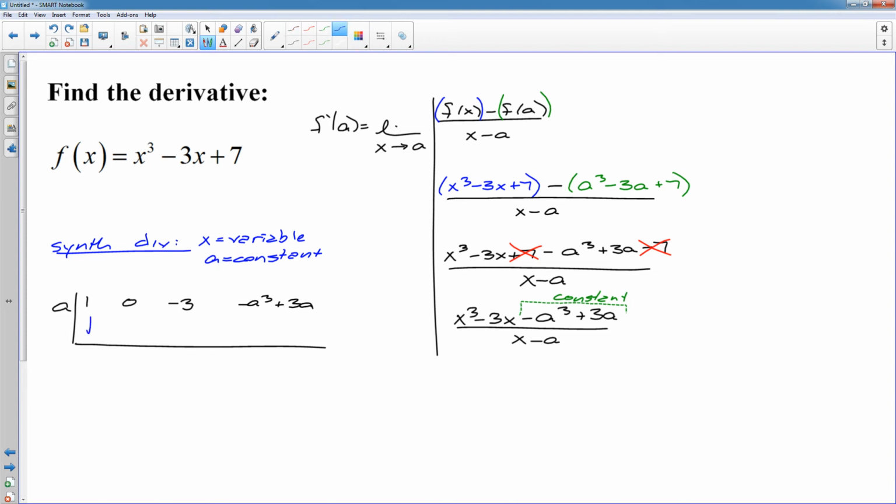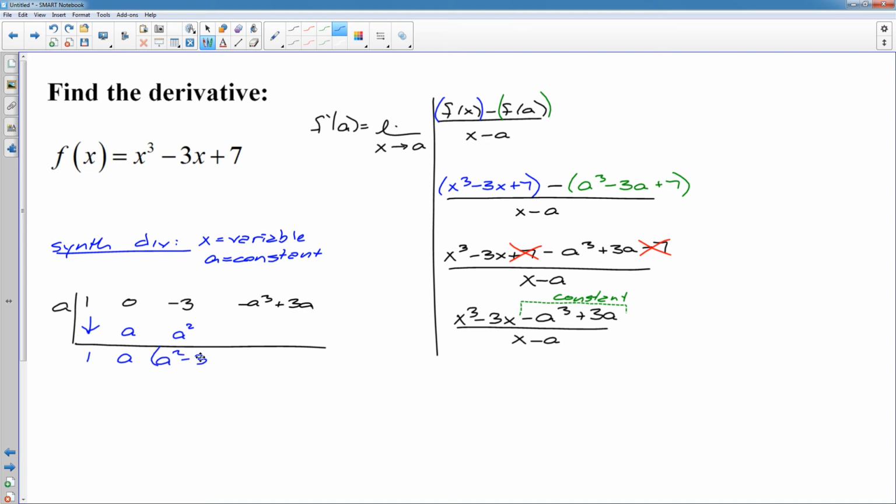So we'll bring down the 1. A times 1 is a. A plus 0 is a. A times a is a squared, and here's where you have to be a little bit careful. Negative 3 plus a squared is simply a squared minus 3.